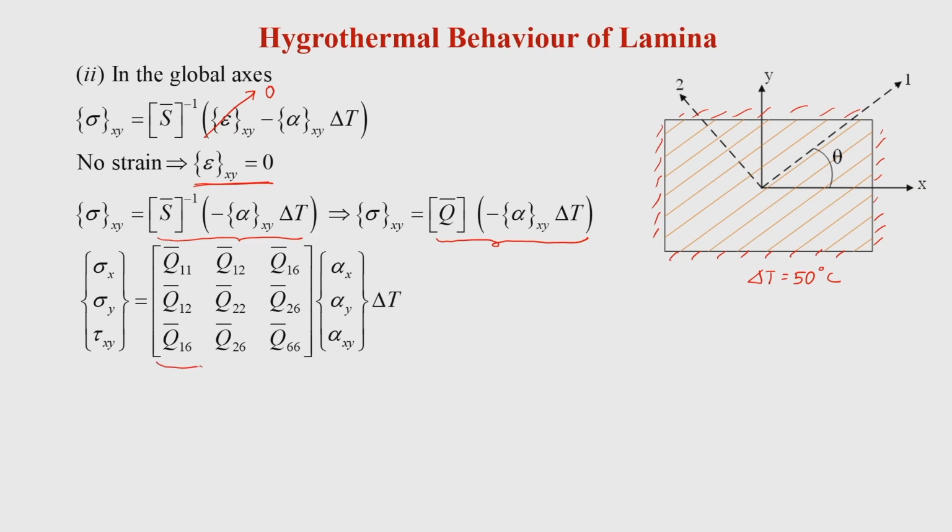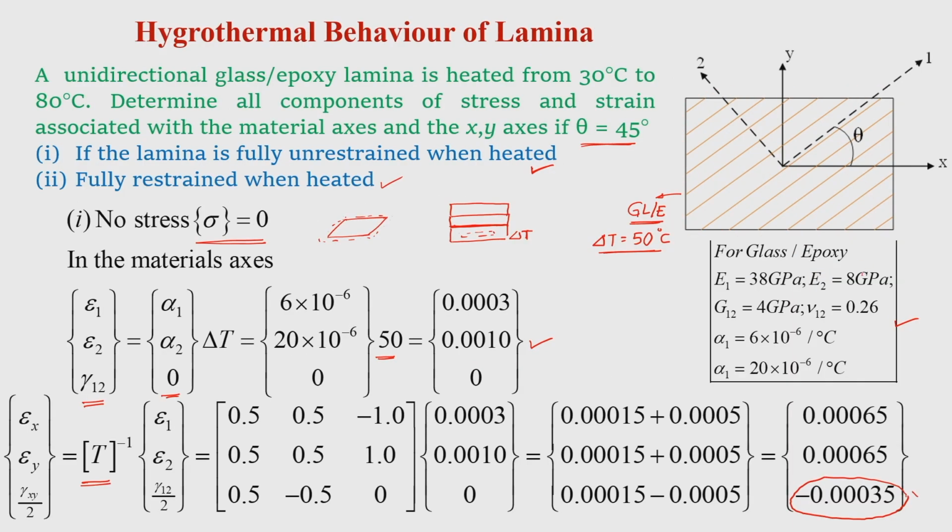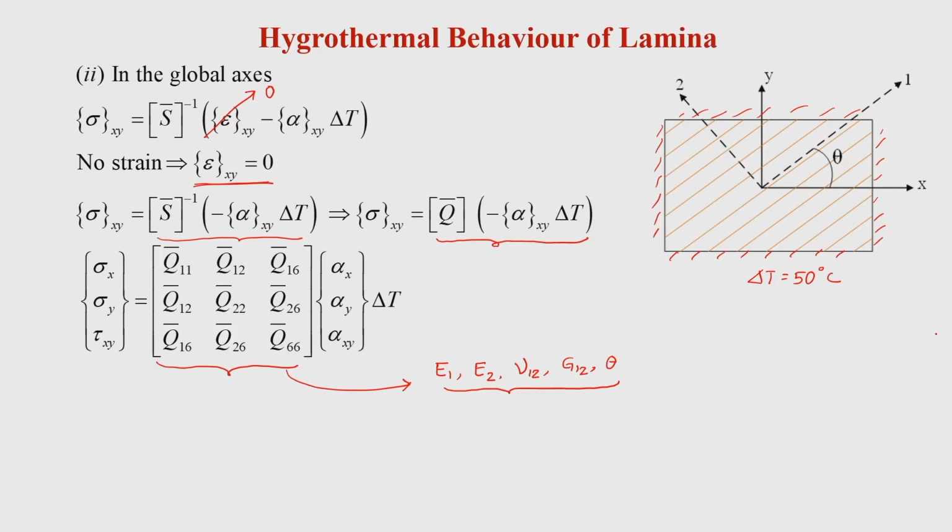So, if you expand, how we get Q bar, because this comes from E1, E2, nu 12, G12 and theta. If you remember, we had these expressions for elements of the reduced transformed stiffness matrix in terms of E1, E2, nu 12, G12 and theta, and all these are given here. So, we can determine this, and therefore, we can find out the stresses in the global axis also.